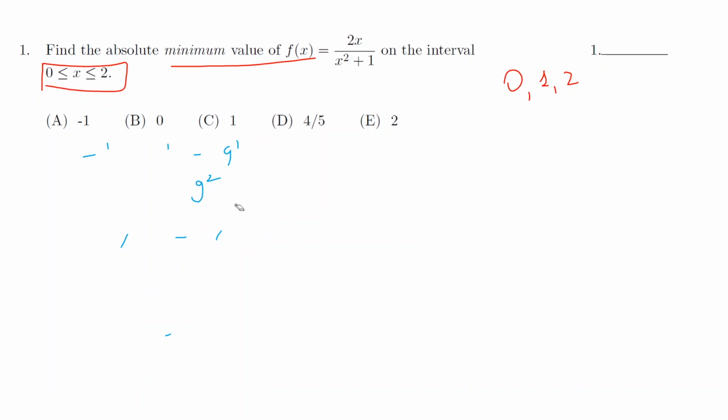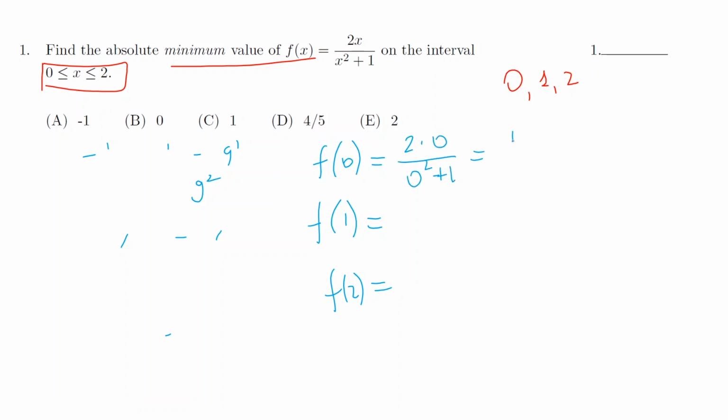All right. I think we have enough space. So let's proceed. So here we have f of 0, f of 1, and f of 2. So f of 0: I'm plugging x equals 0. So 2 times 0 over 0 squared plus 1. That's equal to 0 over 1, which is just 0. F of 1: I'm plugging 1 for x. So 2 times 1 over 1 squared plus 1 equals 2 over 2 equals 1.